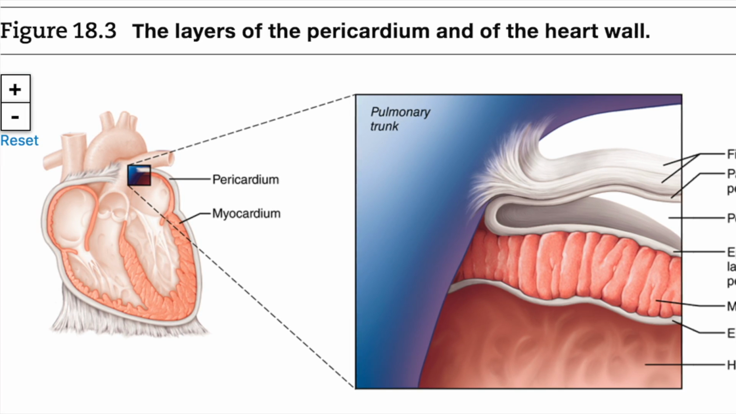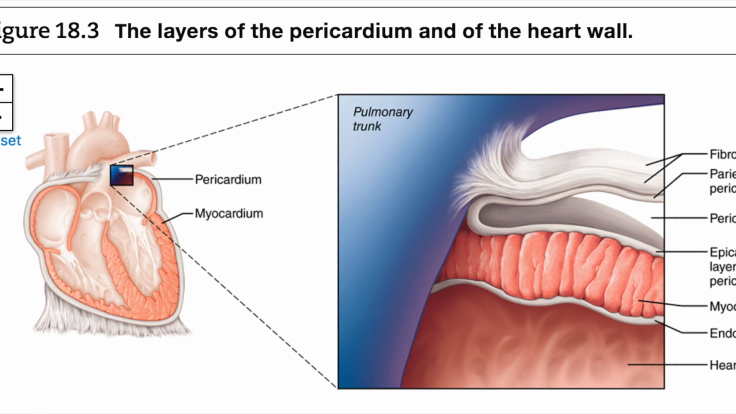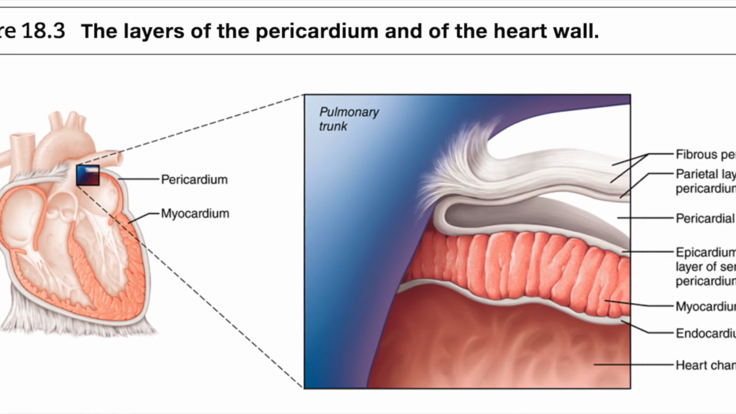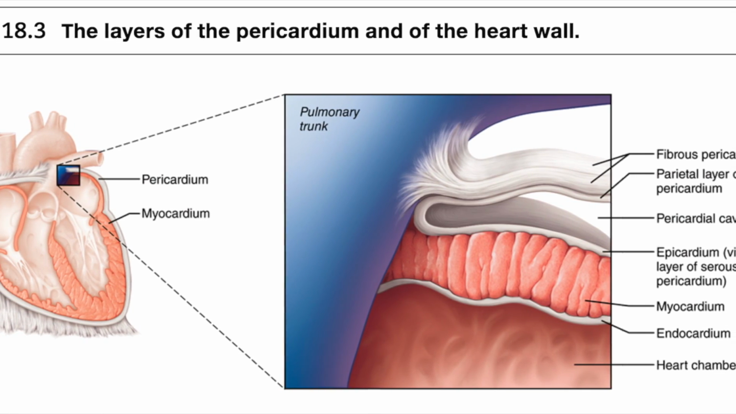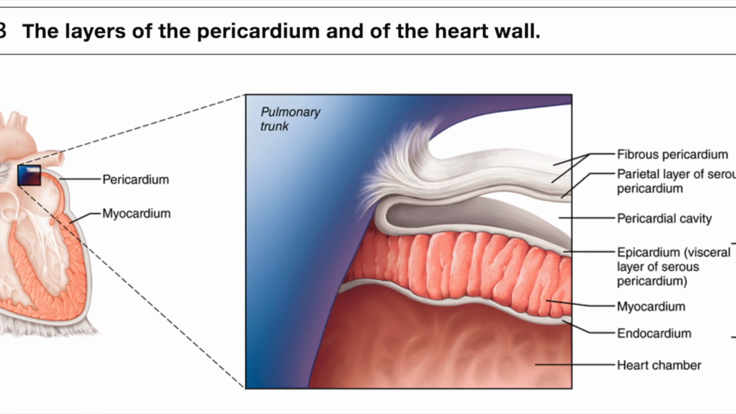The heart is enclosed in the pericardium, a double-walled sac within the mediastinum. Between the parietal and visceral layers of the serous pericardium is the pericardial cavity, which contains serous fluid that lubricates the membranes. The inner layer begins with the visceral layer of the serous pericardium.